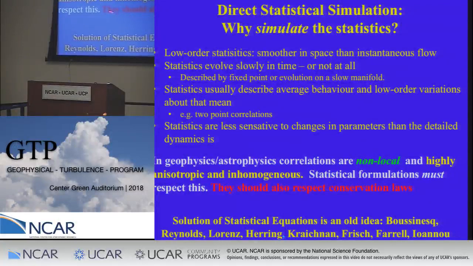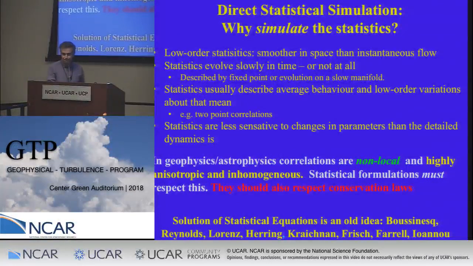And one would hope that your statistical formulation should also respect conservation laws. So Amitava was talking about dynamo theory, and in dynamo theory, a lot of people think it's very important that magnetic helicity is conserved. And so if you do a statistical formalism of dynamo theory, you would like whatever you're doing to conserve magnetic helicity. Perhaps you might have the same feelings about potential vorticity or whatever in whatever problem you're doing.